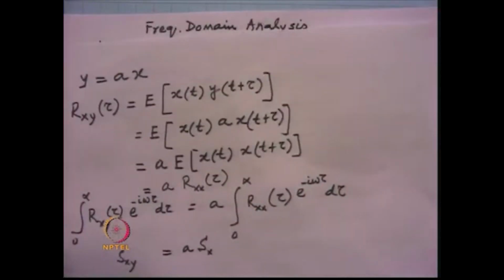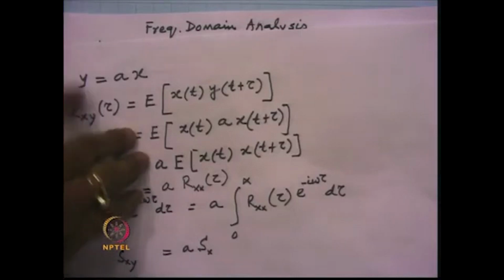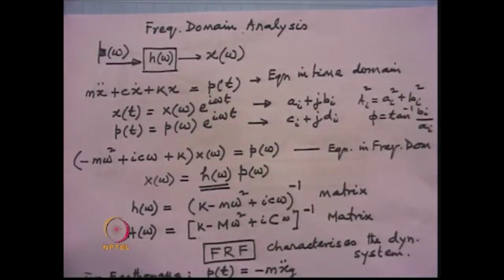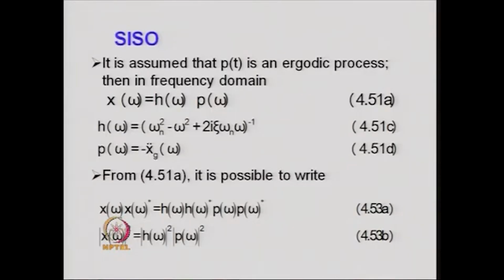Now, in equations 4.48 and 4.49, the basic relationships between the power spectral density function of velocity and acceleration, and the power spectral density function of the displacement, are shown. With this background, now let us get into the SISO, that is single input, single output.